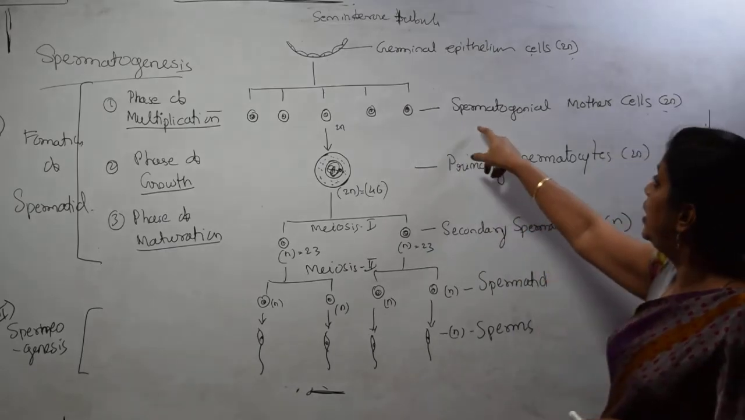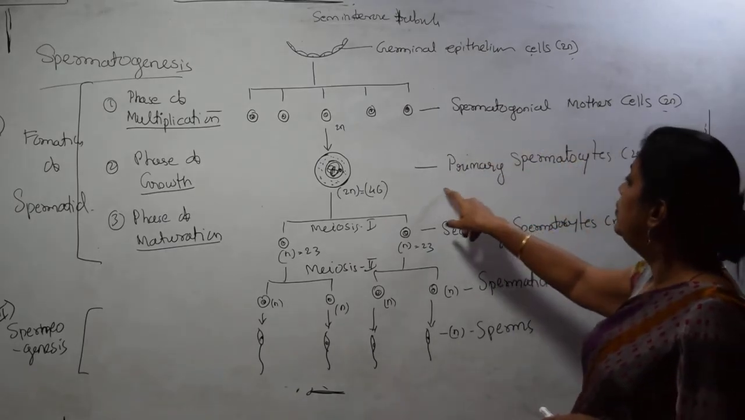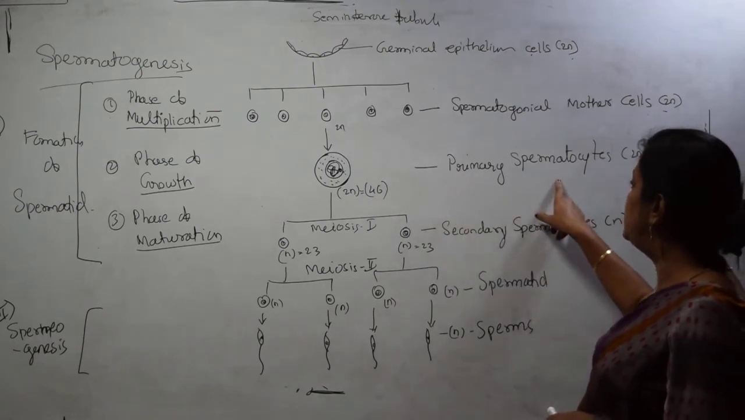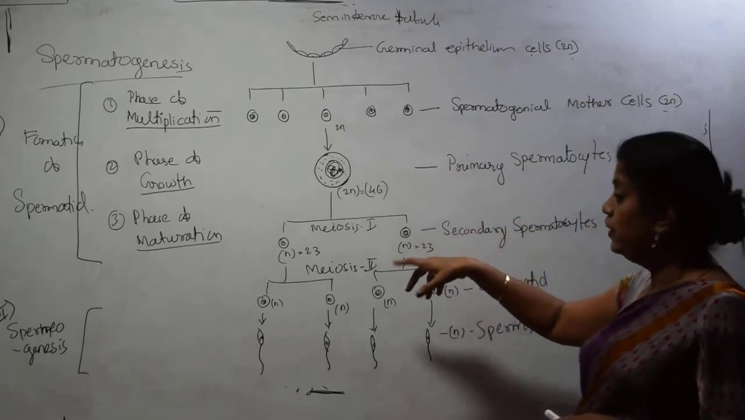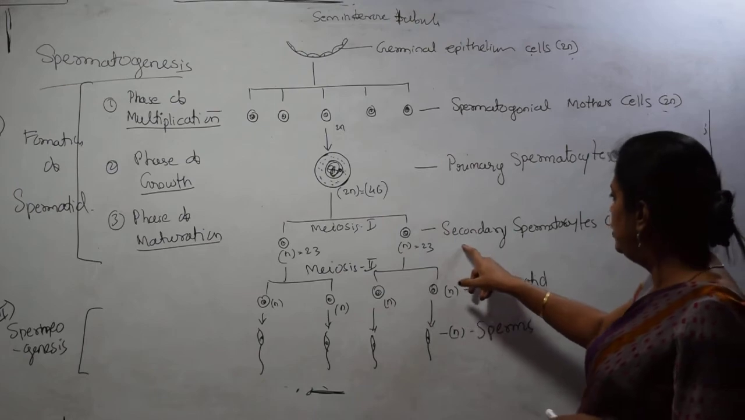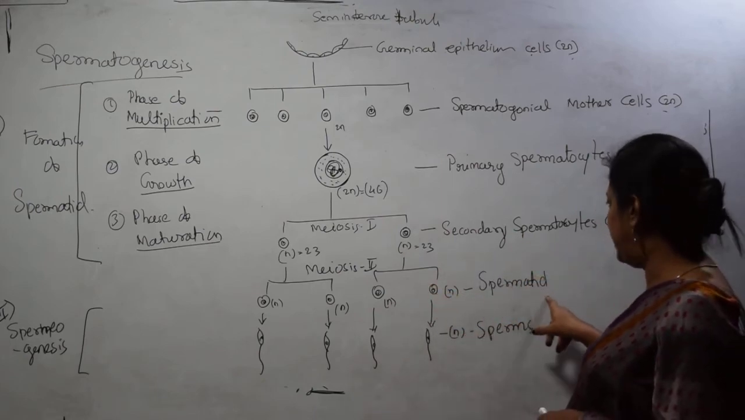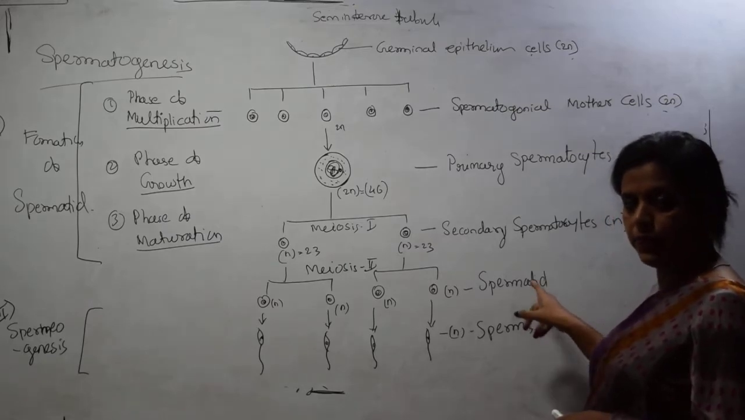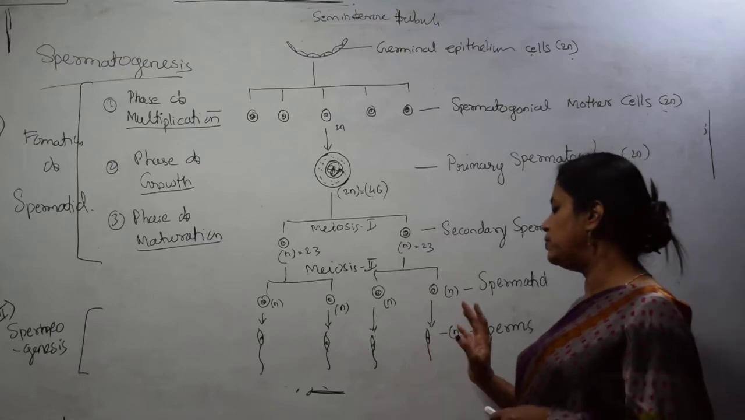See, for the first one I have written spermatogonial mother cells or SMC. Second, after growth they are called primary spermatocytes. They are again diploid only, they are growing in size. Then meiosis 1, there will be haploid condition because it is a reduction division, and they form secondary spermatocytes. Then after meiosis 2, they form spermatids, which is again a simple mitotic division. Then there is a metamorphosis where spermatids become the sperms.